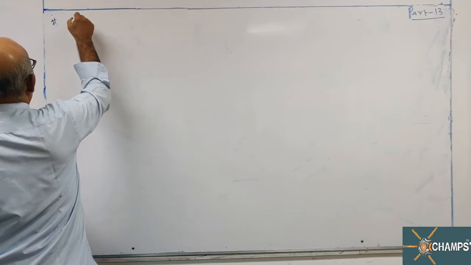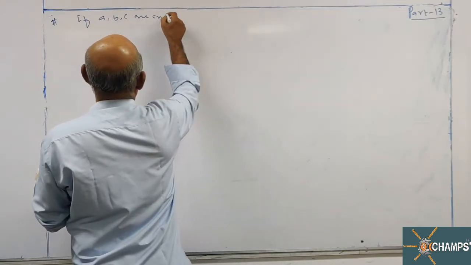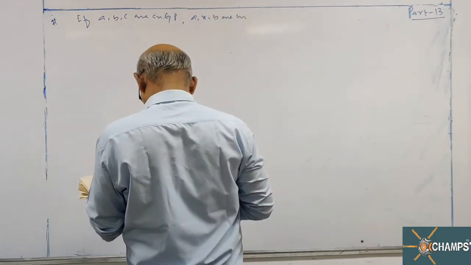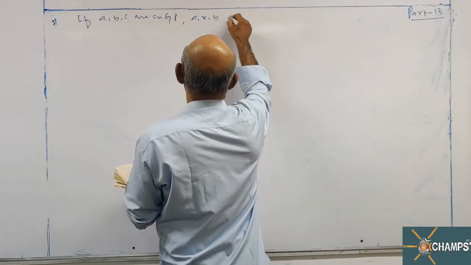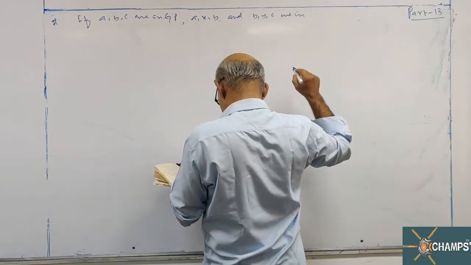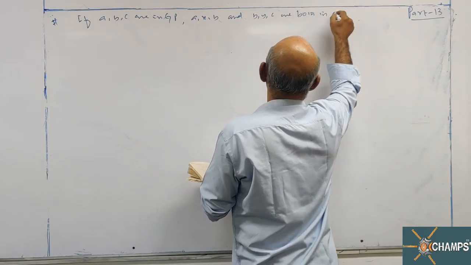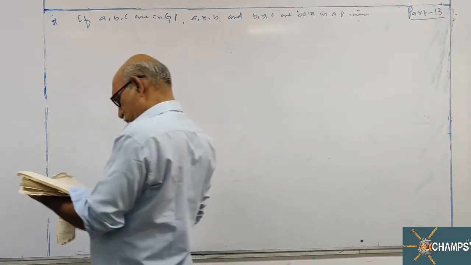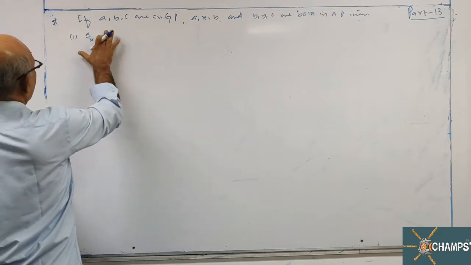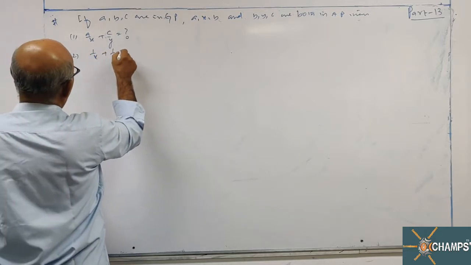If A, B, C are in geometric progression, and A, X, B and B, Y, C are both in arithmetic progression, then first question: A by X plus C by Y is equal to question mark. Second question: 1 by X plus 1 by Y is equal to question mark.